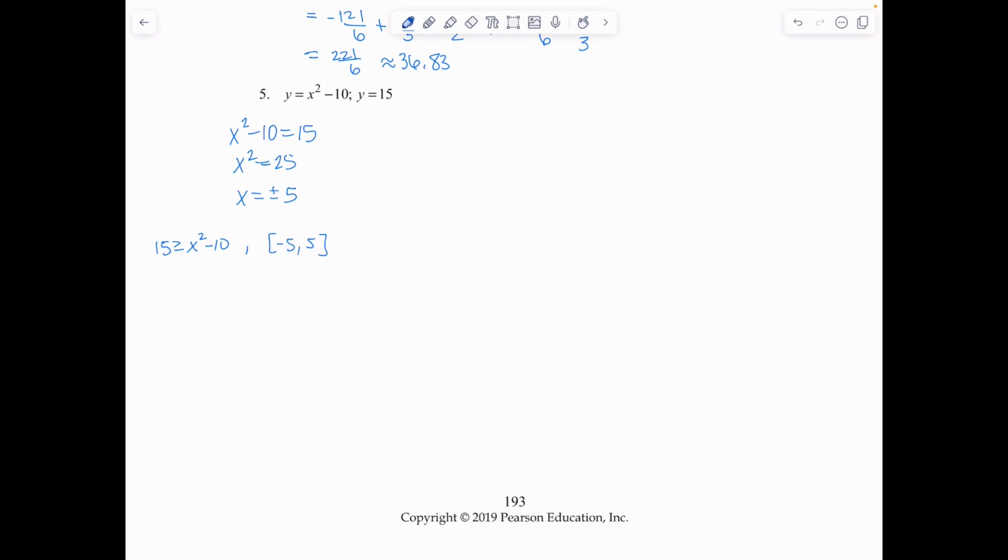So to find the area using the integral from -5 to 5 will look something like this. -5 to 5, 15 minus x squared minus 10 dx. So we'll have the integral from -5 to 5, negative x squared plus 25 dx. Evaluating our antiderivative will give us negative x cubed over 3 plus 25x from -5 to 5.